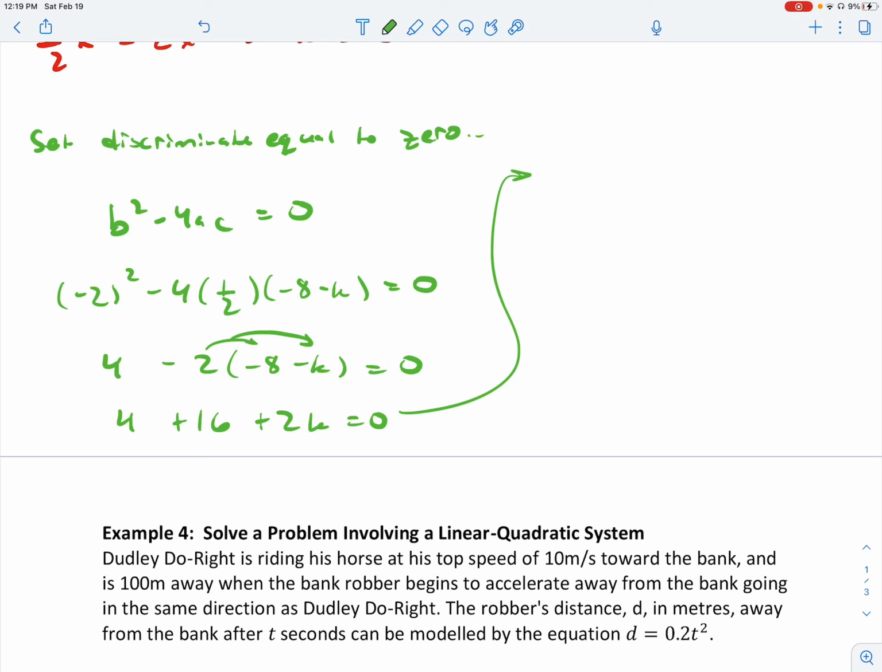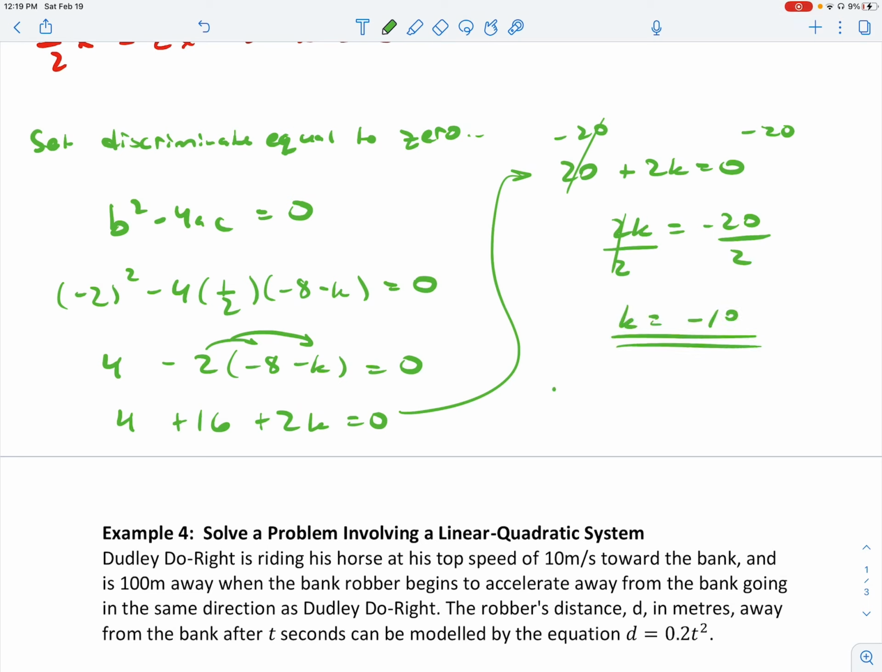Let's finish this up here. 4 and 16 is 20. So we have 20 plus 2k equals 0. So I'll subtract 20 on both sides to get rid of that. We have 2k equals negative 20. Divide both sides by 2. And we have k equal to negative 10. So therefore, the y-intercept must be negative 10 for there to be only one intersection point.